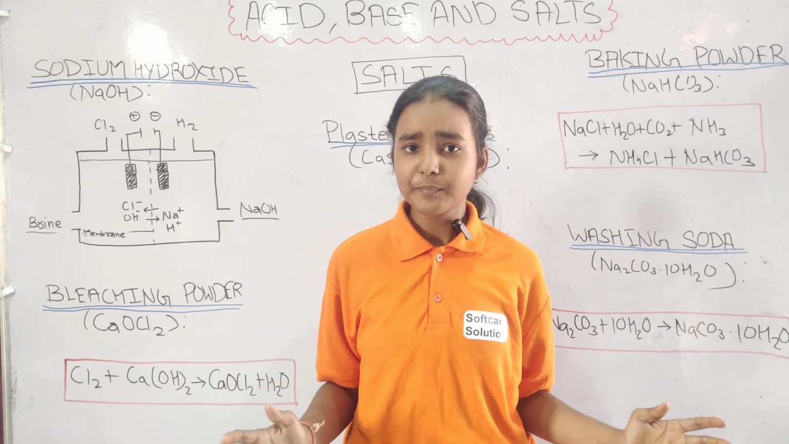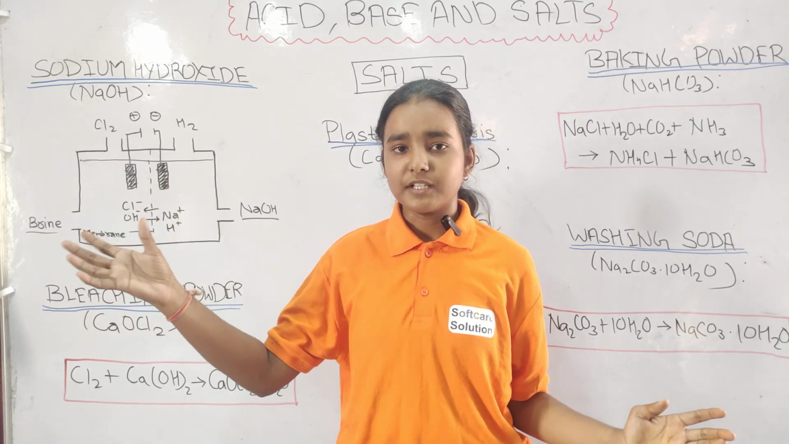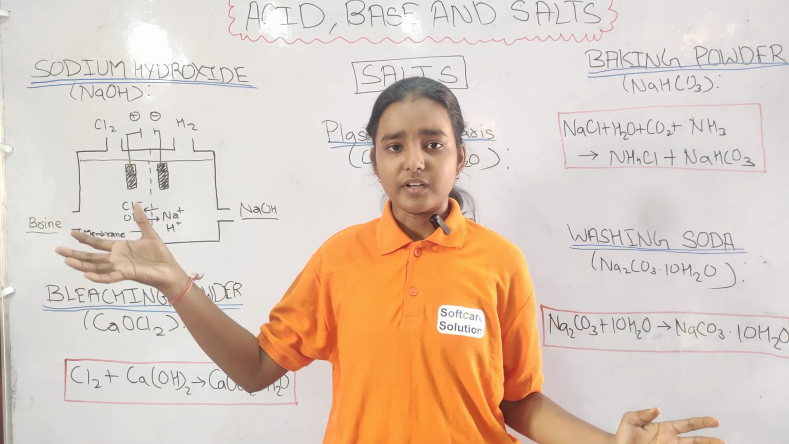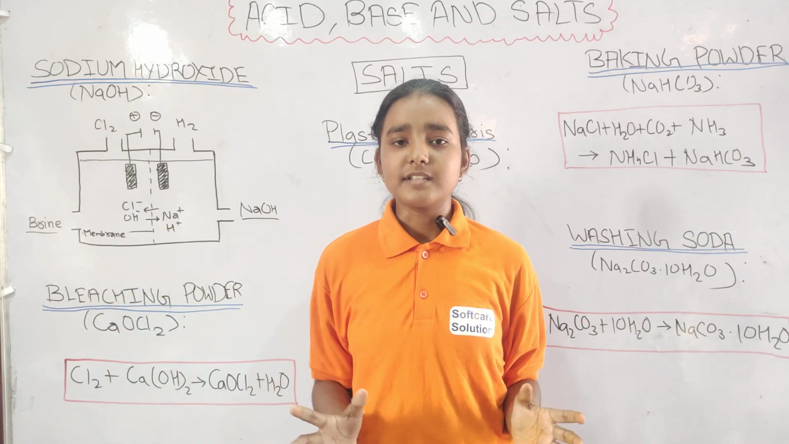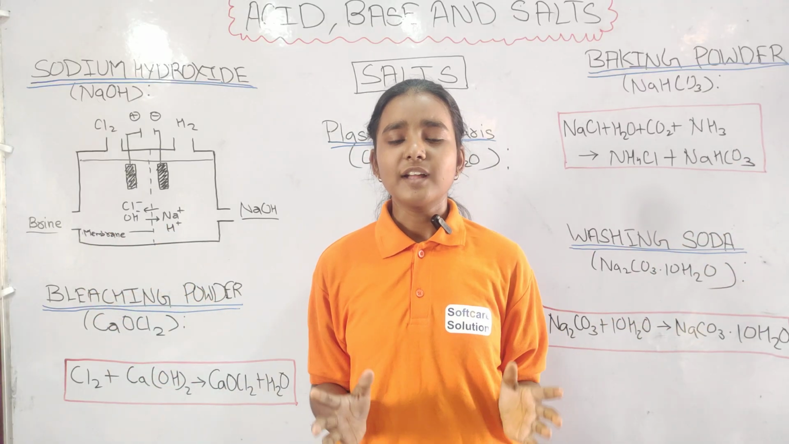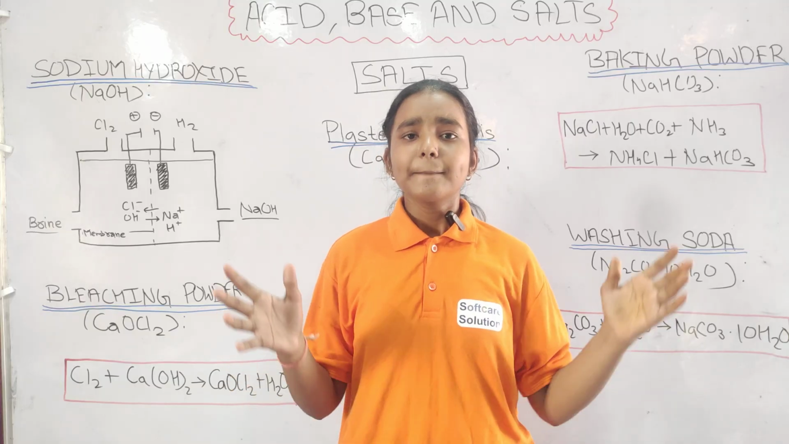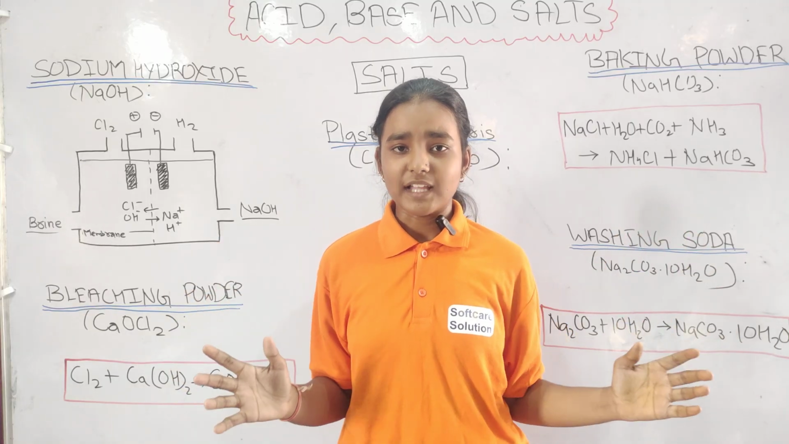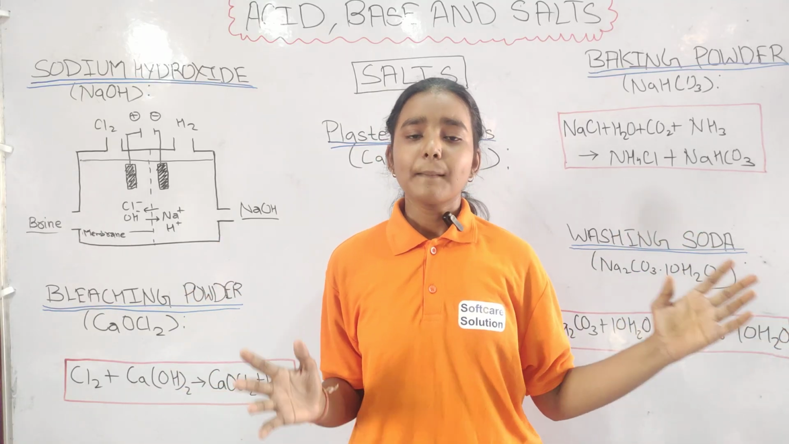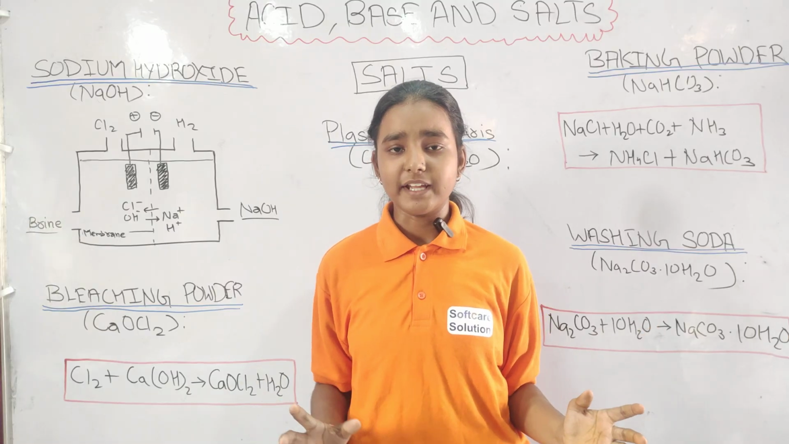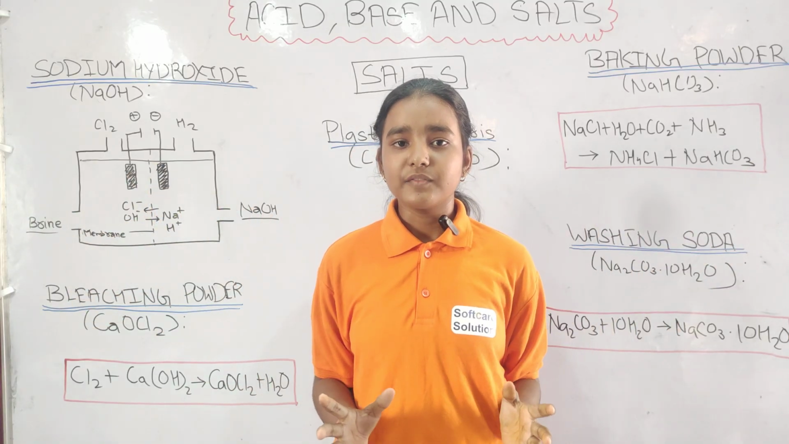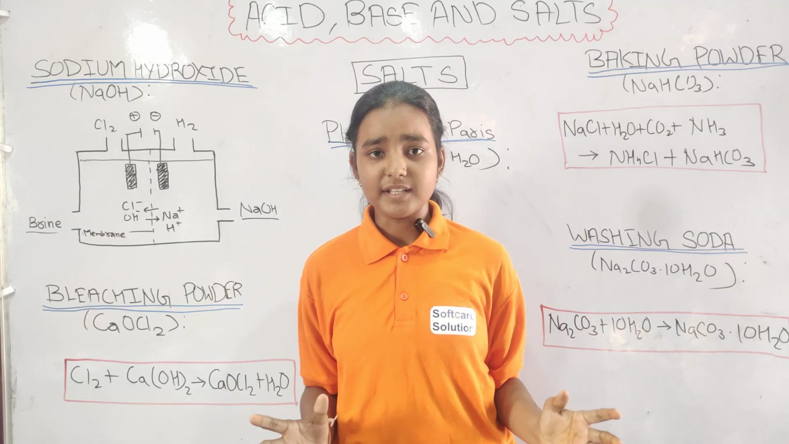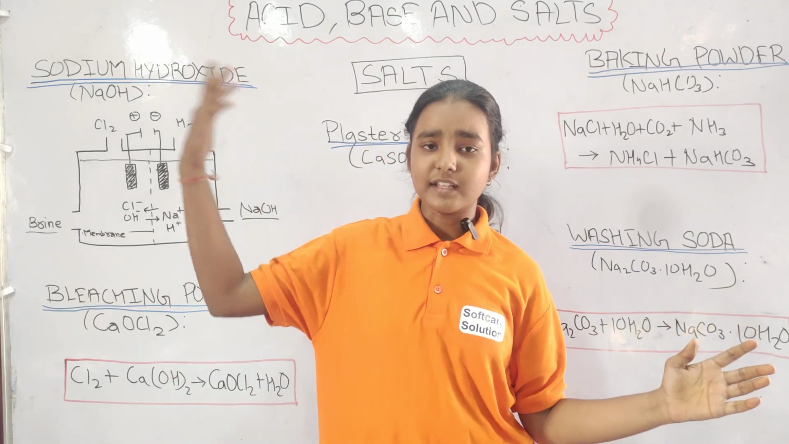In acidic salt, the type of acid we have taken is strong. Strong acid reacts with weak base and the result is the formation of acidic salt, which means its pH value is lower than 7. The second is basic salt. In basic salt, we take a weak acid and a strong base. When they both react, we get basic salt. It means its pH value is higher than 7.